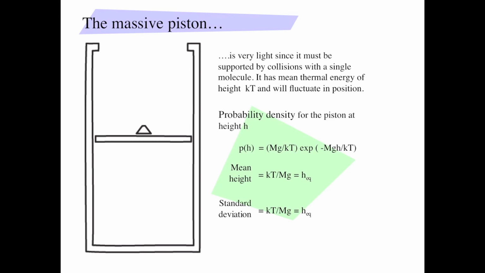More precisely, the fact that the piston is a thermal system in its own right means that it will be Boltzmann distributed over the height of the cylinder. The mean of the distribution turns out to be the same equilibrium height that we saw earlier. More seriously, the standard deviation of the distribution turns out to be that same equilibrium height. That means that the thermal character of the piston itself is scattering it throughout the full height of the cylinder. This is what it does quite independently of any collisions with a molecule.